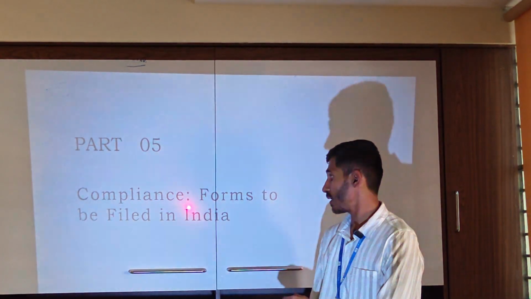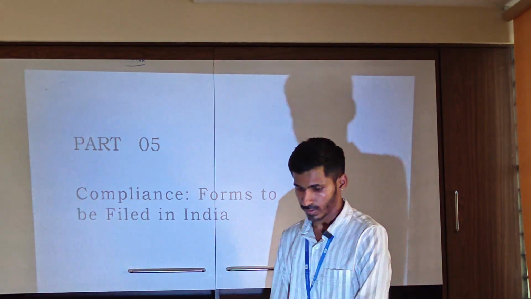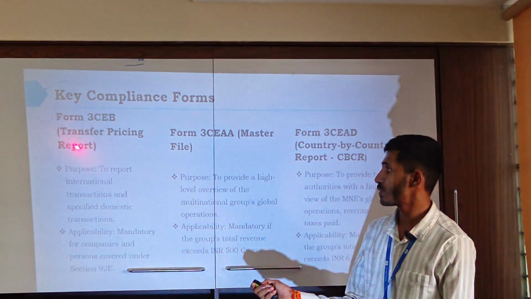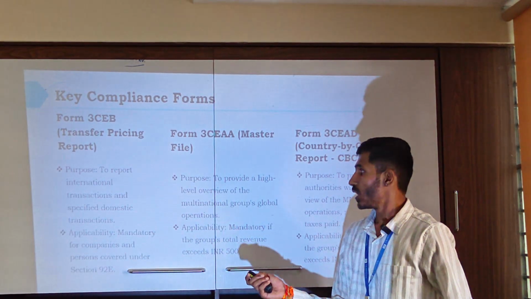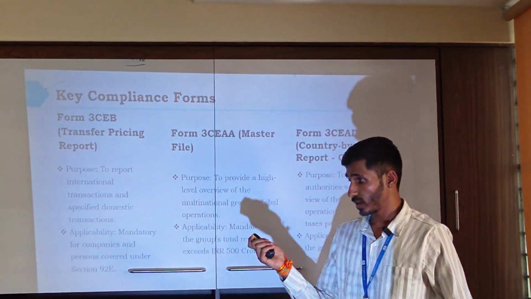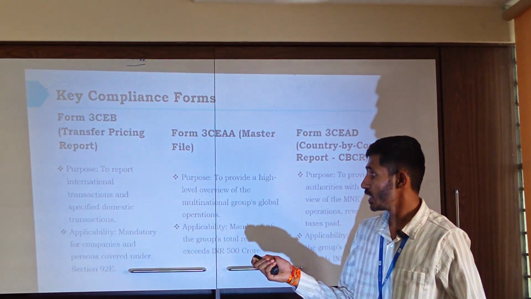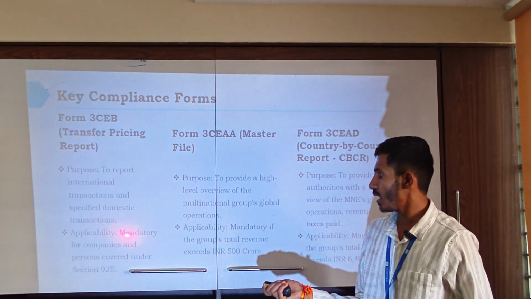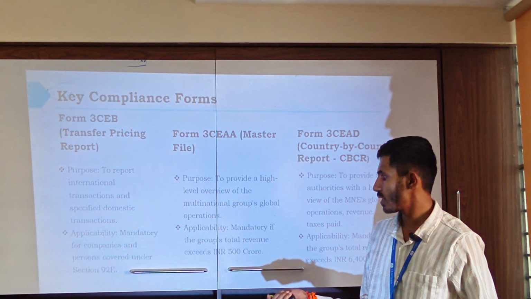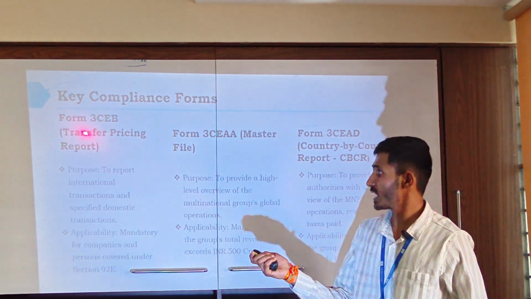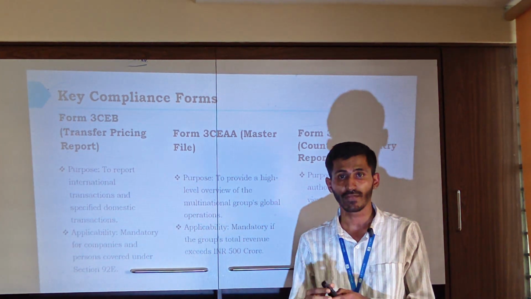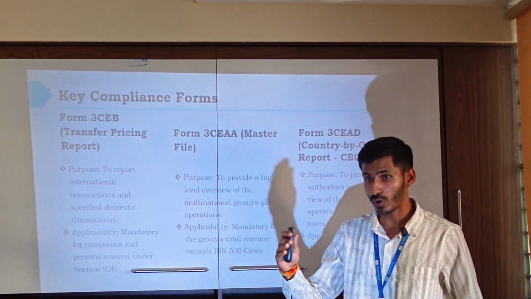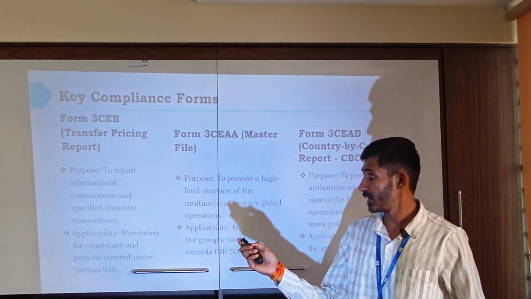Forms to be filed in India. So Form 3CEB, transfer pricing report. The purpose of the transfer pricing report is to report the international transactions and specified domestic transactions. This is mandatory for companies covered under Section 92E. So in the transfer pricing report, we will specify what the international transactions are and who the associate enterprises are.